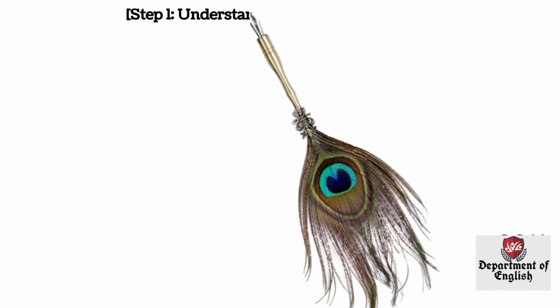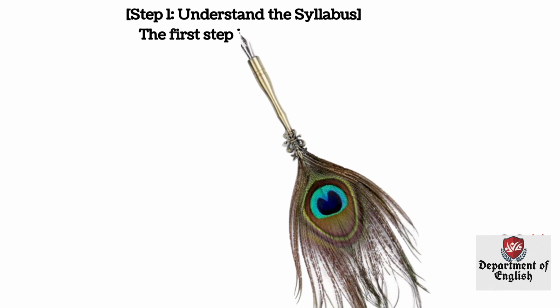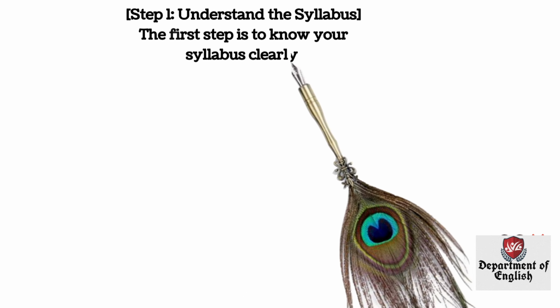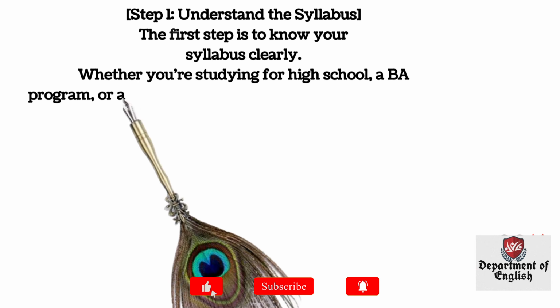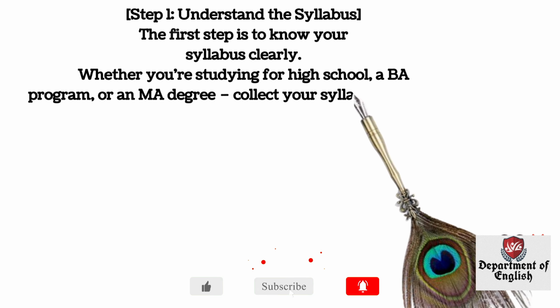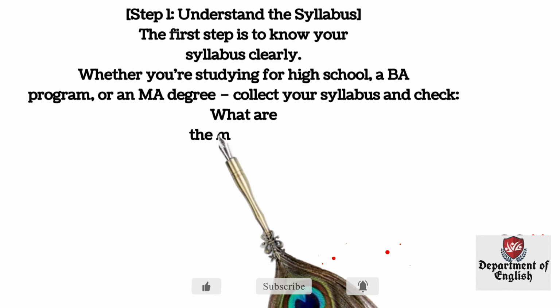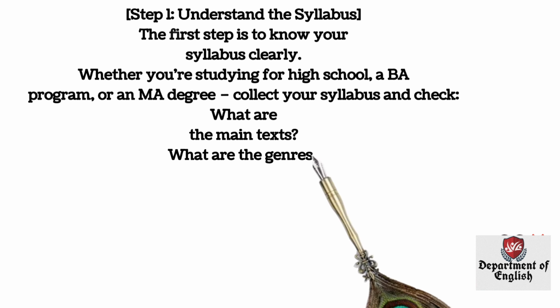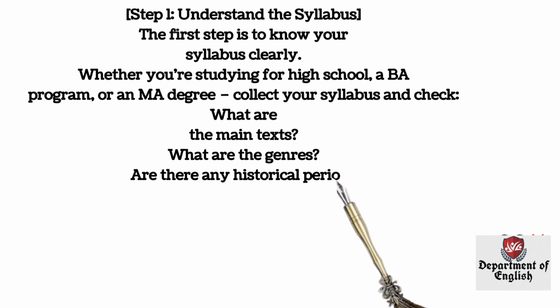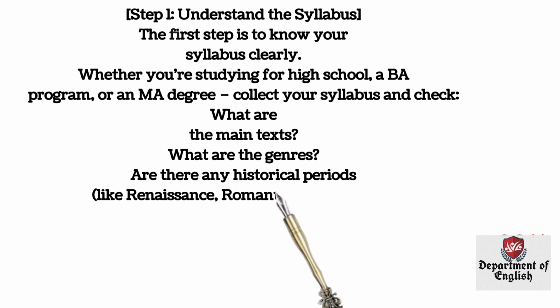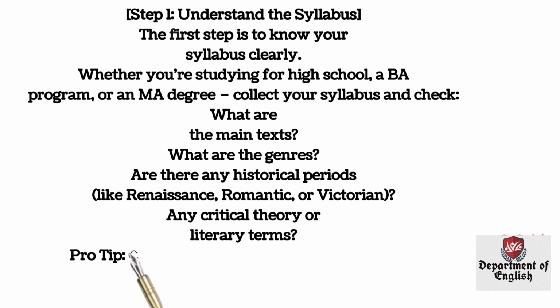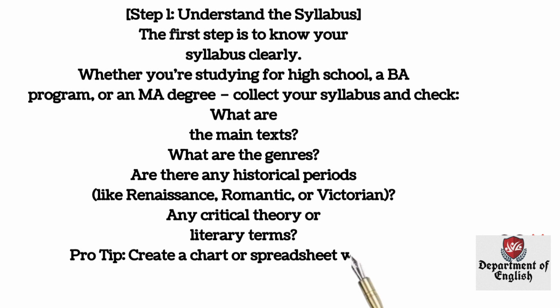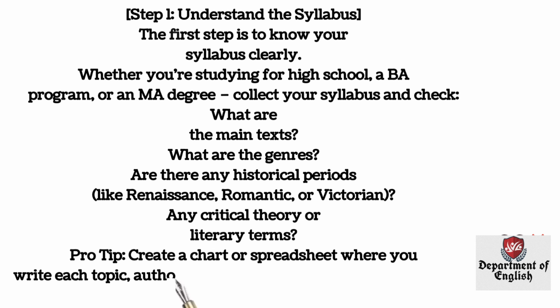Step 1. Understand the syllabus. The first step is to know your syllabus clearly. Whether you're studying for high school, a BA program, or an MA degree, collect your syllabus and check: What are the main texts? What are the genres? Are there any historical periods like Renaissance, Romantic, or Victorian? Any critical theory or literary terms? Pro Tip. Create a chart or spreadsheet where you write each topic, author, and status. Read, not read, need revision.